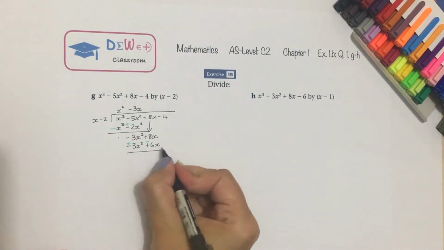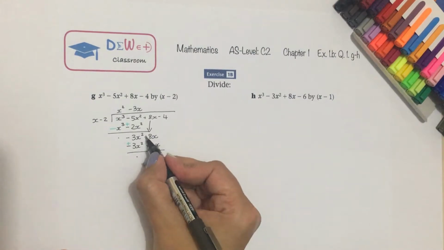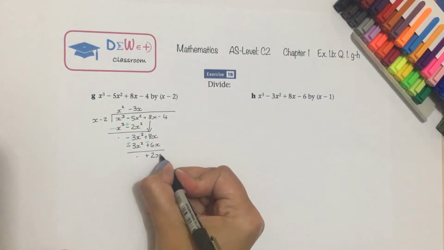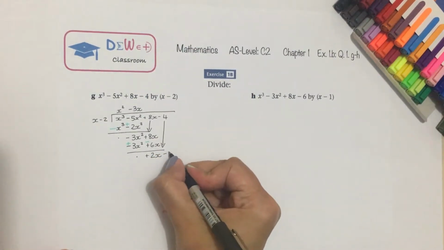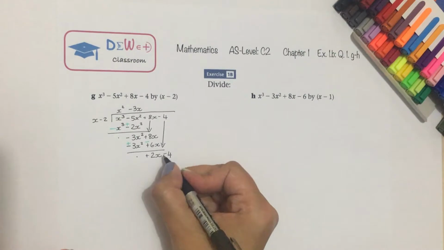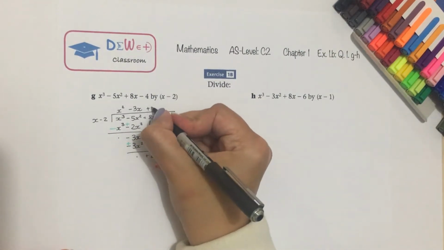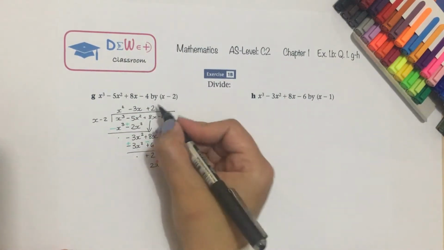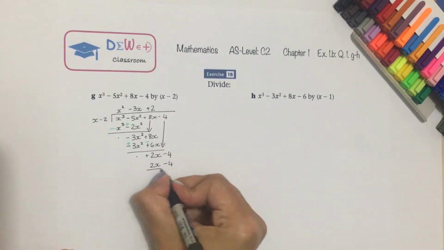Okay, we've got minus 3x squared plus 3x squared is 0. Plus 8x minus 6x is plus 2x. That negative 4 from the top comes down to there. And we are going to say 2x divided by x is 2. 2 times x is 2x. 2 times minus 2 is minus 4.